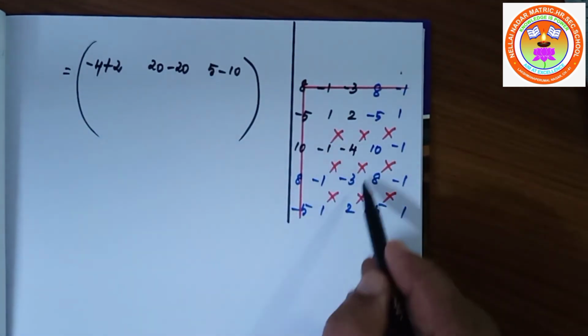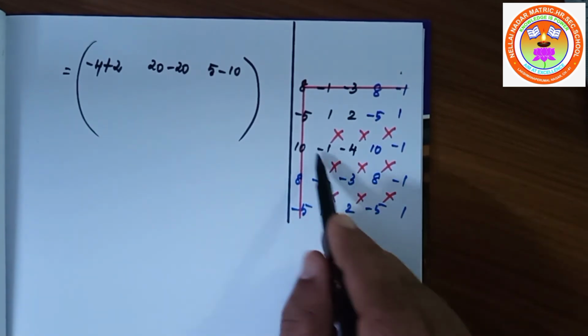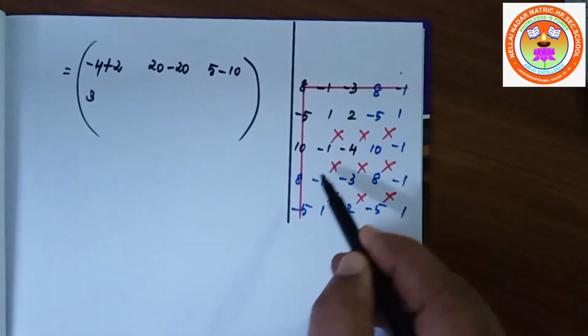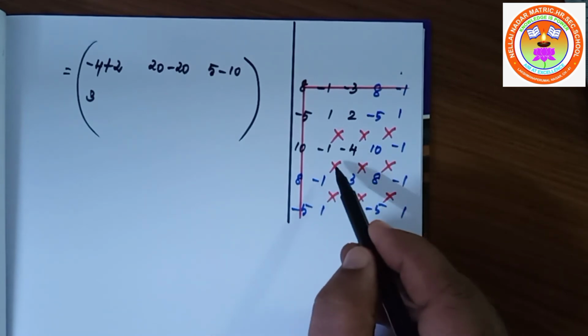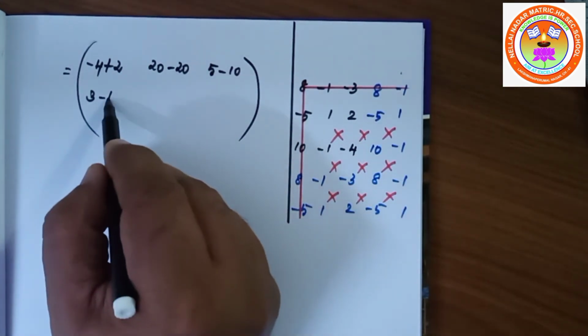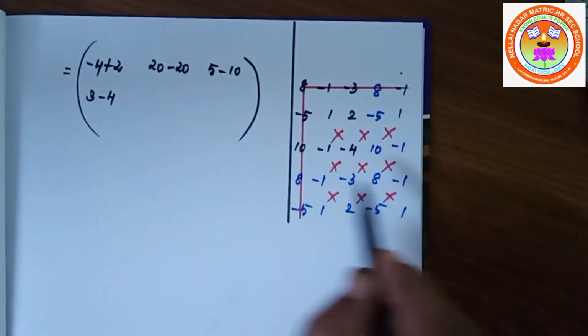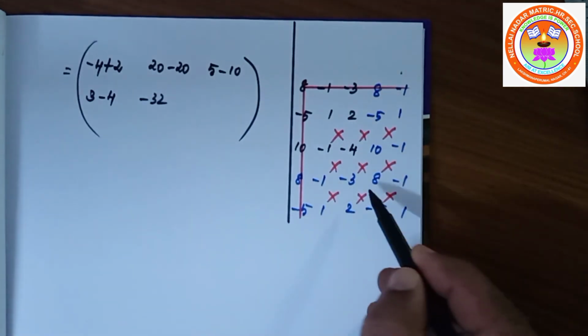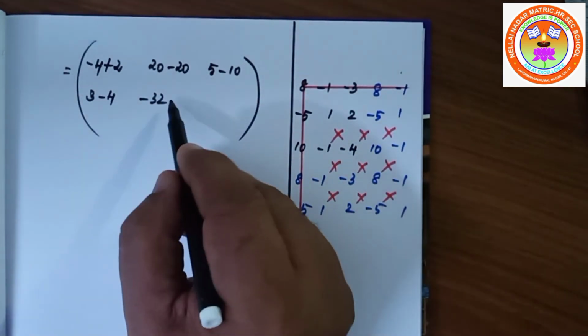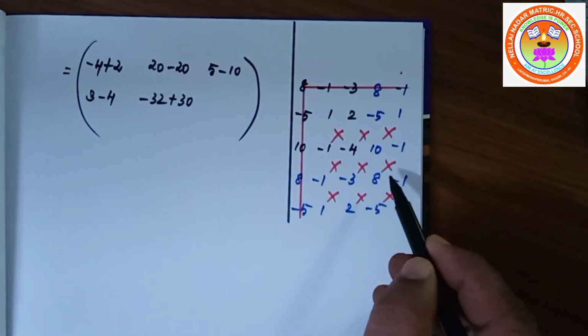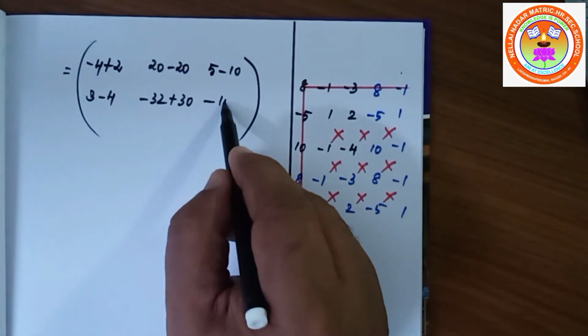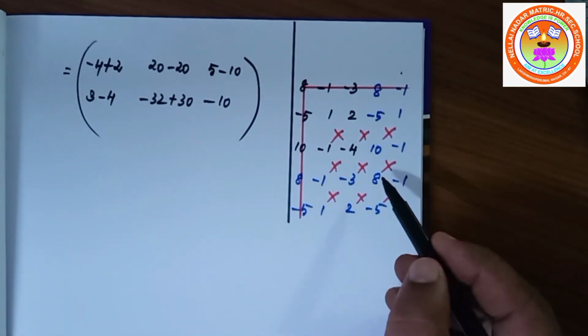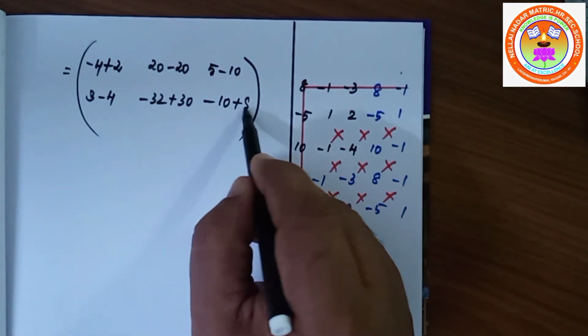Then consider this, if you multiply these two, minus 1 into minus 3 is plus 3, right, as it is. If you multiply these two, you will be getting plus 4, but you have to write minus 4. Then minus 4 into 8 is minus 32, and minus 3 into 10 is minus 30, but you have to write plus 30. Like that, 10 into minus 1 is minus 10, right, as it is. Then if you multiply these two, you will be getting minus 8, but you have to write plus 8.